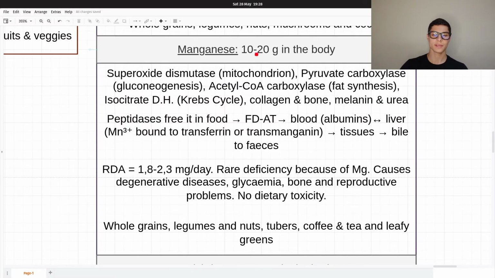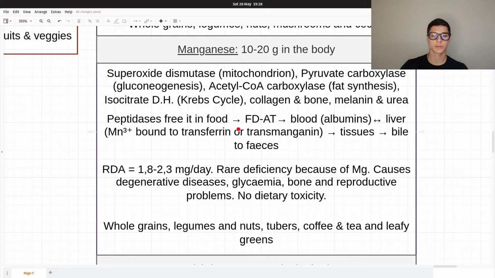And then we have manganese, 10 to 20 grams in the body. This value is starting to go down. Superoxide dismutase, again, but in the mitochondrion. Then pyruvate carboxylase for gluconeogenesis, acetyl-CoA carboxylase for fat synthesis, isocitrate dehydrogenase in the Krebs cycle, collagen and bone synthesis, melanin and urea production. So, manganese is bound in the food to proteins, and we need peptidases to free it.